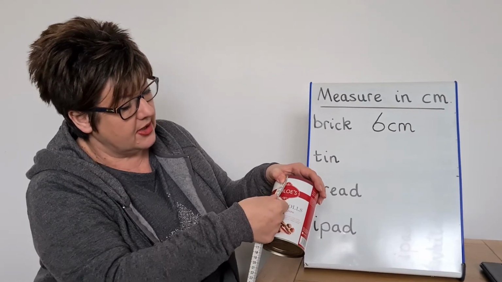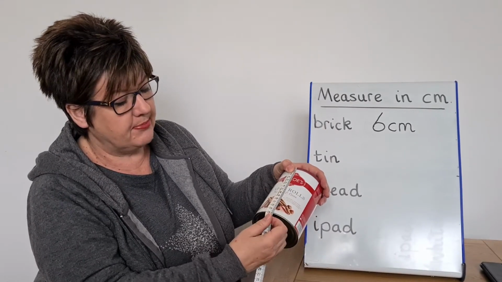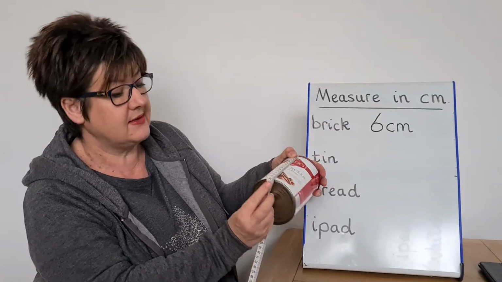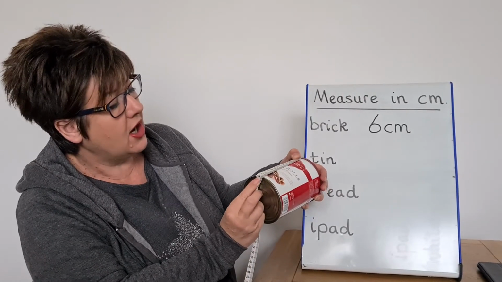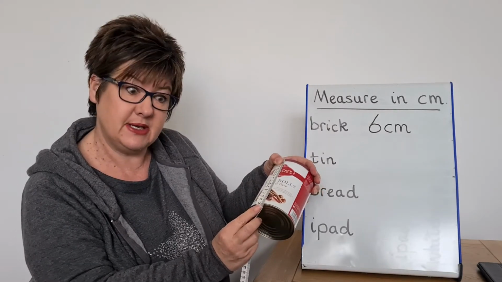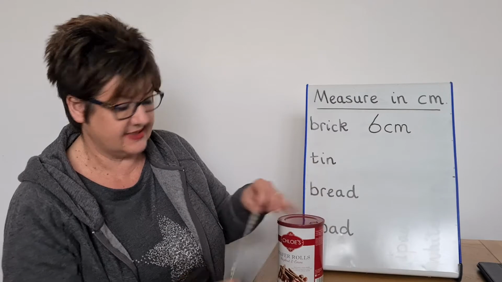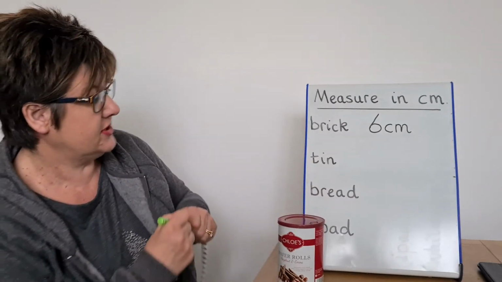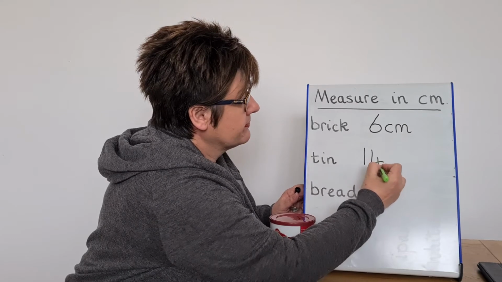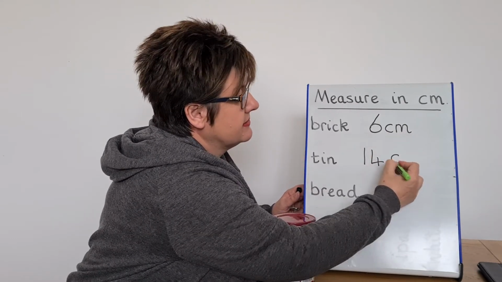I'm going to put it straight down to the bottom of my tin to see how far the tin gets to on my tape measure, and I can read on my tape measure that it says 14 centimetres. So I'm going to write that down. So the tin measures 14 centimetres.